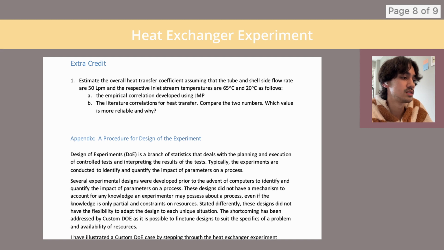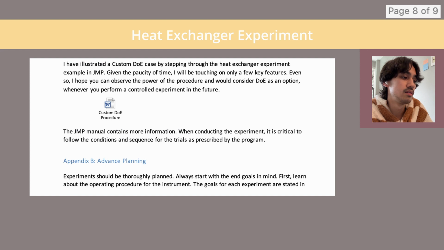The shortcoming has been addressed by custom DOE, as it is possible to fine-tune designs to suit the specifics of a problem and the availability of resources. I have illustrated a custom DOE case by stepping through the heat exchanger experiment example in JMP. Given the paucity of time, I will be touching only a few key features. Even so, I hope you can observe the power and procedure and would consider DOE as an option whenever you perform a controlled experiment in the future. The JMP manual contains more information.